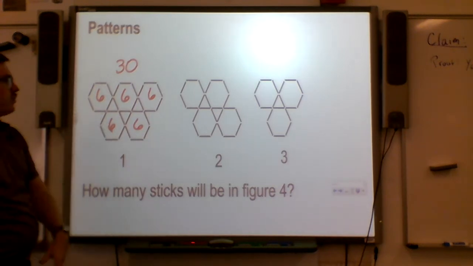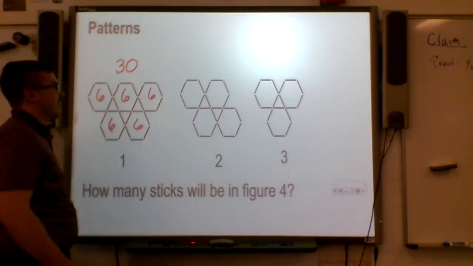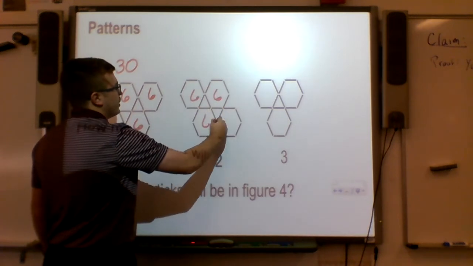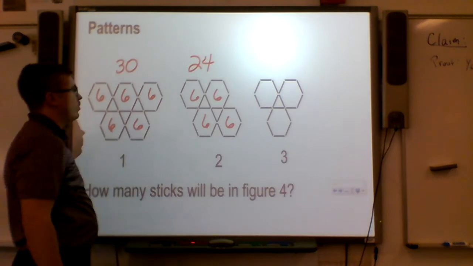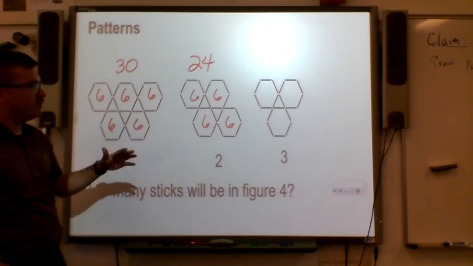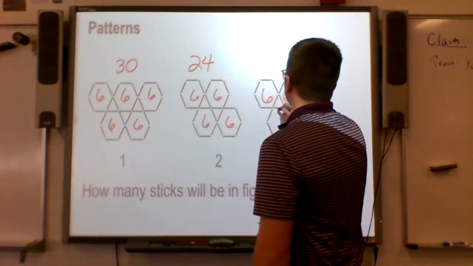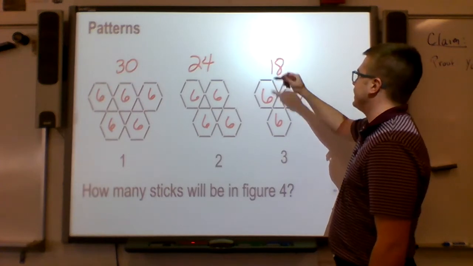Then if I move to the right, I'm losing one hexagon. So I've got 1, 2, 3, 4. 6 times 4, well, that gives me 24. As I move to the right again, this time I've only got 3 6s, so I've got 18.